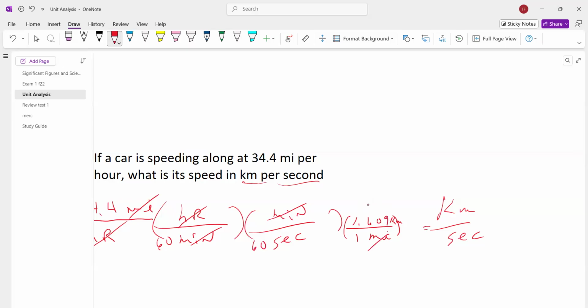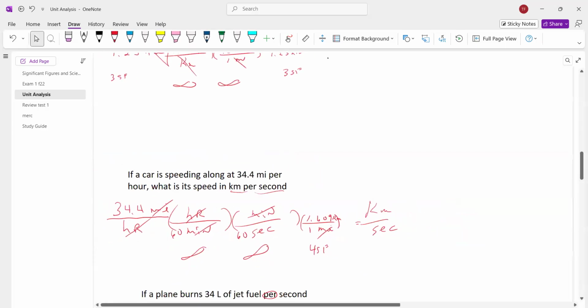Okay, so everything's canceled except kilometers per second. Okay, so that's 4 sig figs. Infinite, 3. So our answer is going to have 3 sig figs.